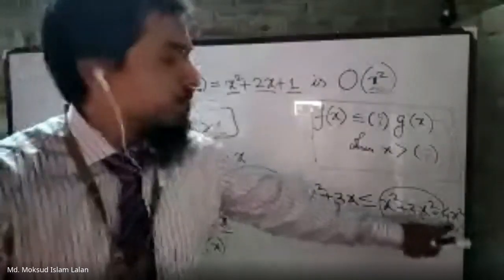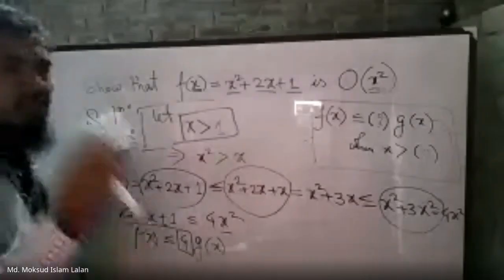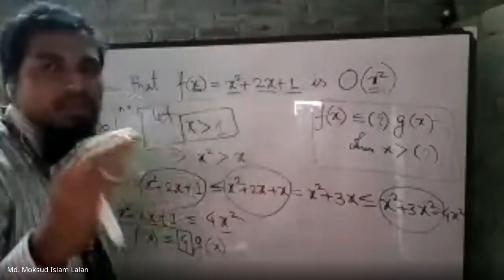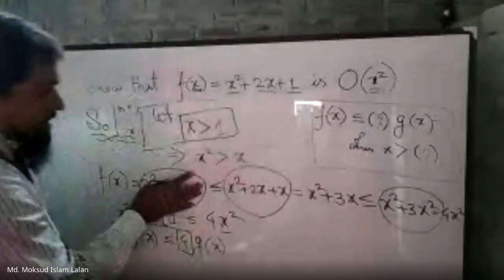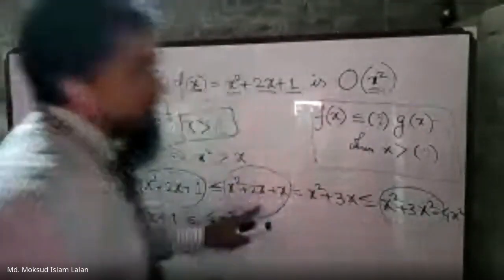The last term you will get is 4x square, right? Yes, sir. So 4x square. Actually there are 3 terms here, 3 expressions. One expression is this, another expression is this, another expression is 4x square, right? Yes, sir. 3 expressions.